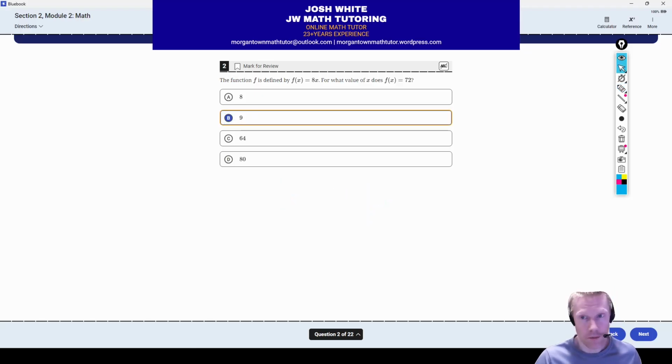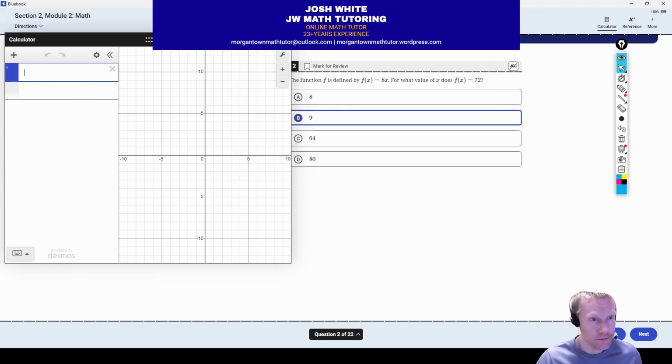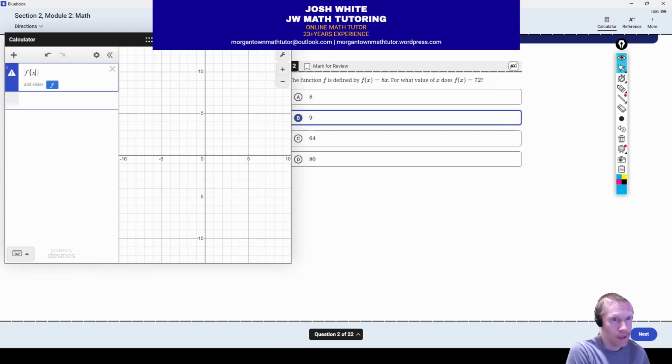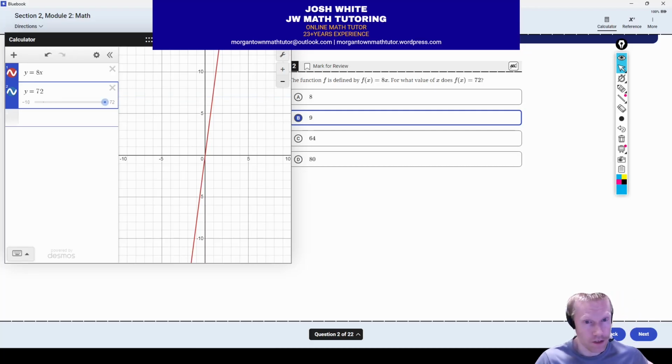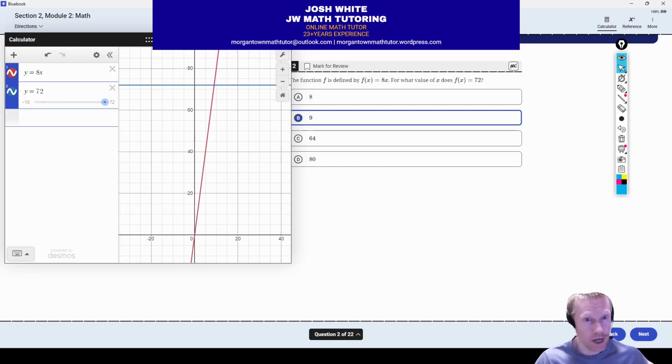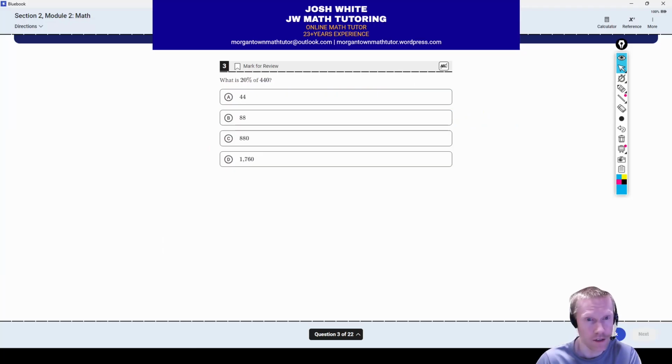Or an alternate method would be just to go to Desmos. Basically, you can type the function, and then just type y equals 72 because we want to know what the x value is when the y value is 72. So we just have to zoom out and see where's the intersection point? All right, it's right here. It's at (9, 72). So that just confirms the correct answer is the x coordinate of that point, or 9.